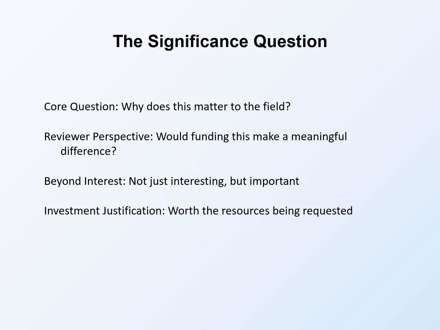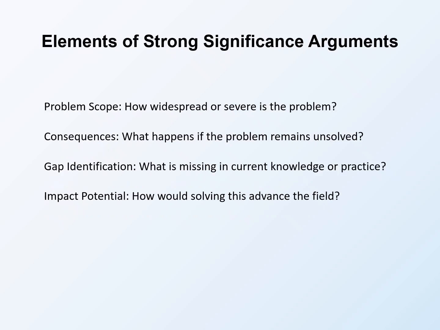Investment justification means the significance must be worth the resources requested. A modestly significant problem might justify modest funding but not a major grant. The significance must match the scale of the request. Strong significance arguments address multiple elements that together build a compelling case.